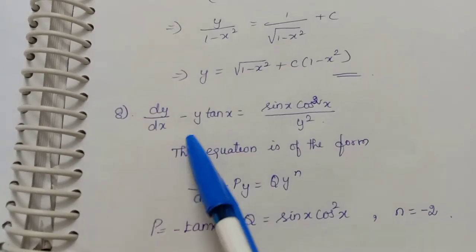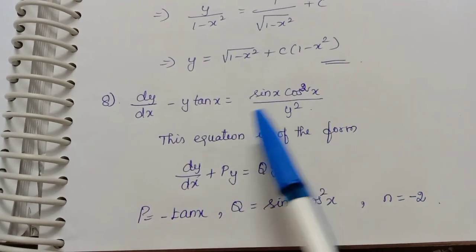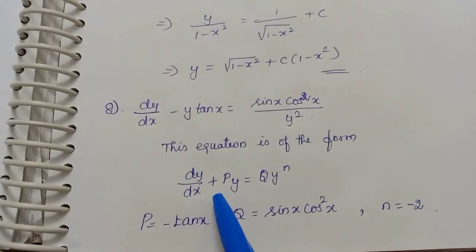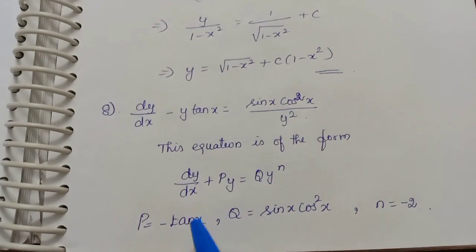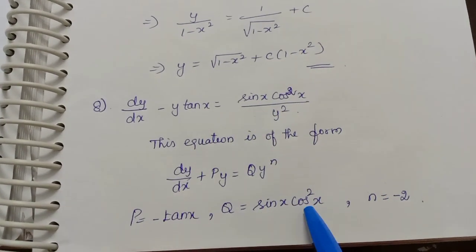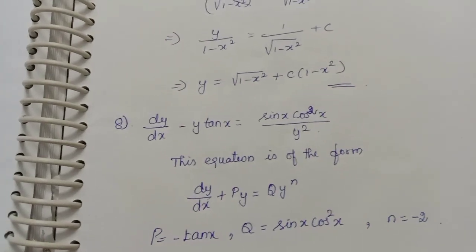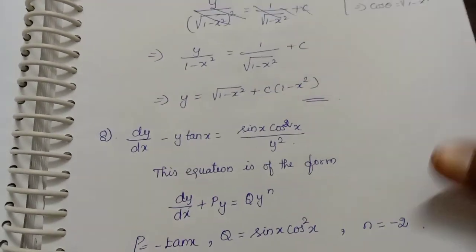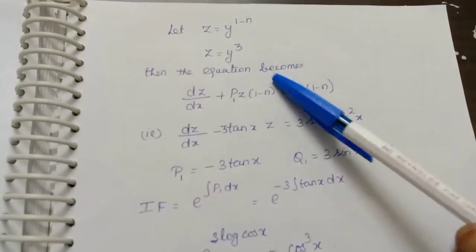dy by dx minus y tan x is equal to sin x cos square x by y square. So this is of the form dy by dx plus py is equal to q into y power n, Bernoulli's form. Here p is equal to minus tan x and q equal to sin x cos square x. Here n is equal to minus 2. So let us take the substitution z equal to y power 1 minus n, that is z equal to y power 3.